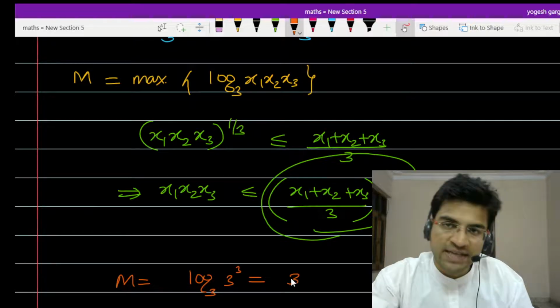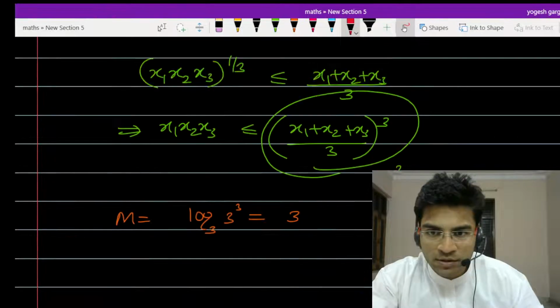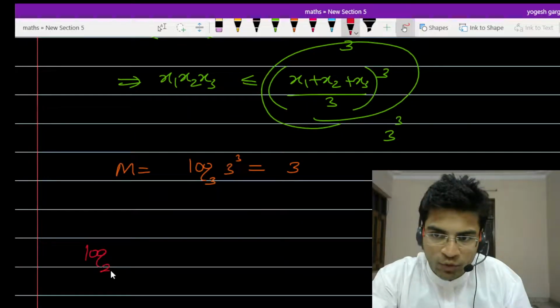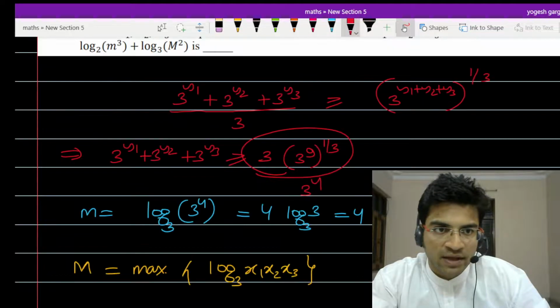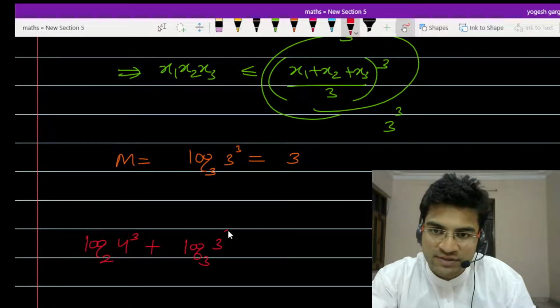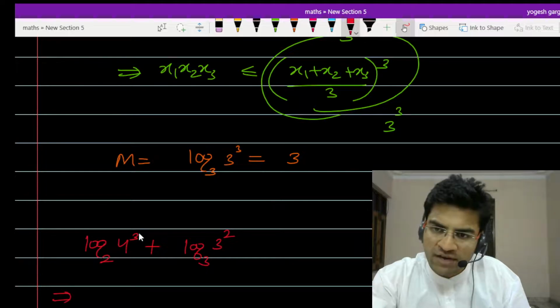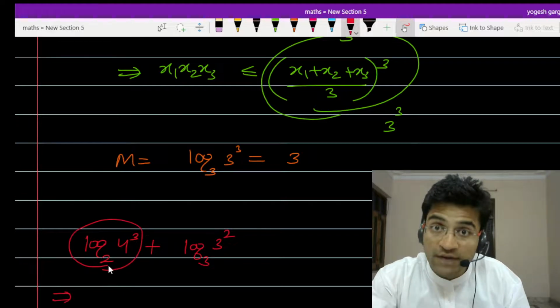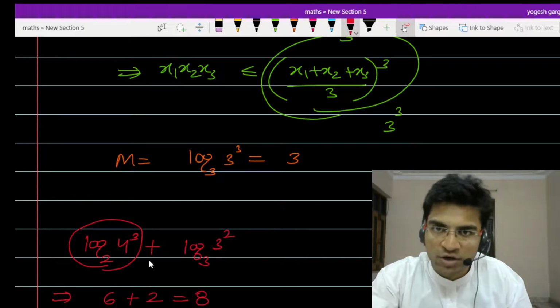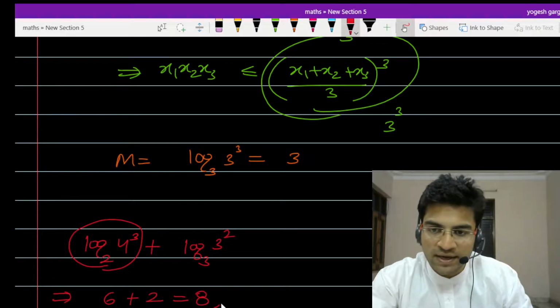So we have capital M as 3 and small m as 4. Now we have to find the final answer: log base 2 of m cube plus log base 3 of M square, where m is 4 and M is 3. The first expression is 4 cube, that is 64, which is 2 to the power 6. Or we can also take 3 out of it, and log base 2 of 4 is 2. Anyways, it will be equal to 6. Plus, this second term is clearly 2. So 6 plus 2 is equal to 8. I am doing it a little fast because we have done similar things above. So 8 is the answer of this particular question.